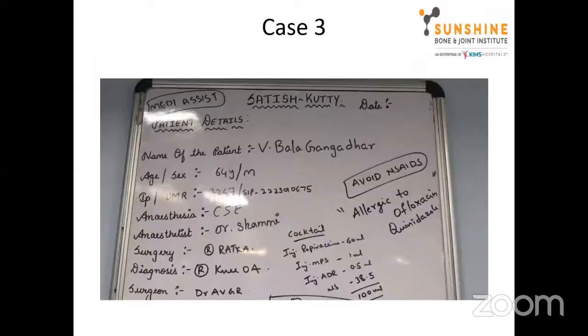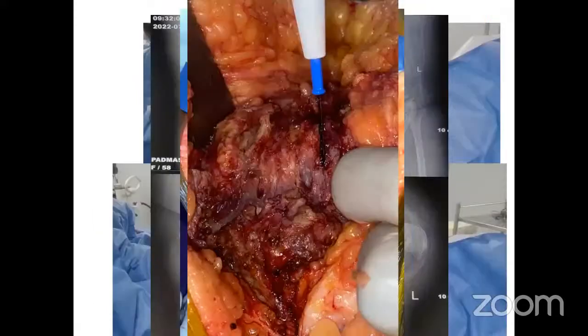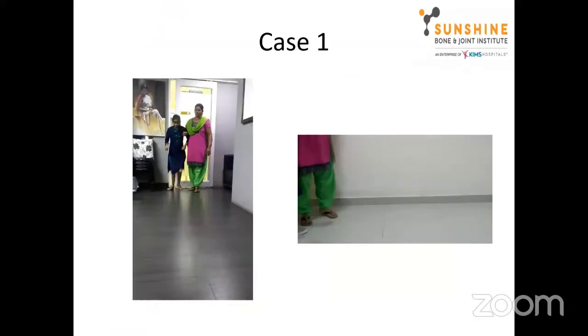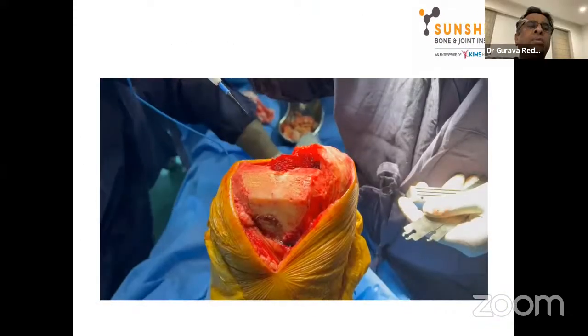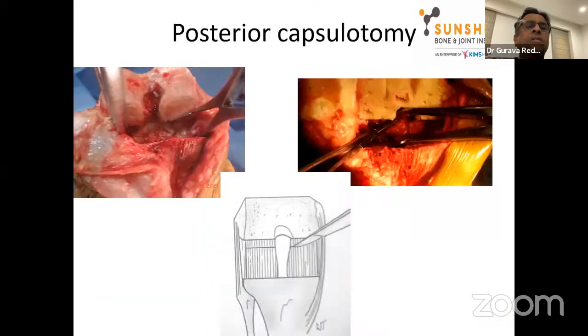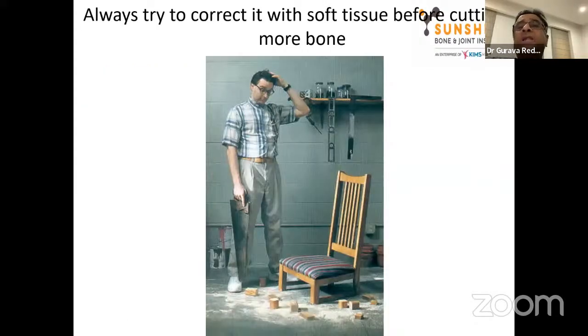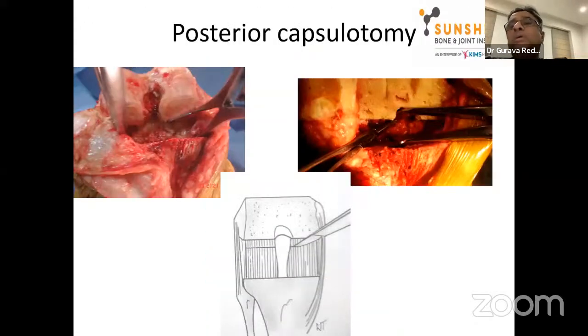Basically, in extension, for the posterior capsule, you should put a laminar spreader on both sides, use the diathermy and cut the capsule on the tibial side, not on the femoral side. Cut on both sides from the midline, stick to the bone, and see the twitch of the foot. You have to stop when the fat protrudes into the joint. That means your capsule is completely detached.